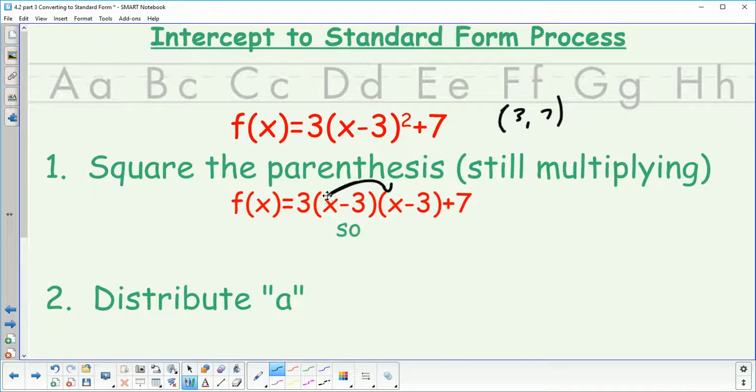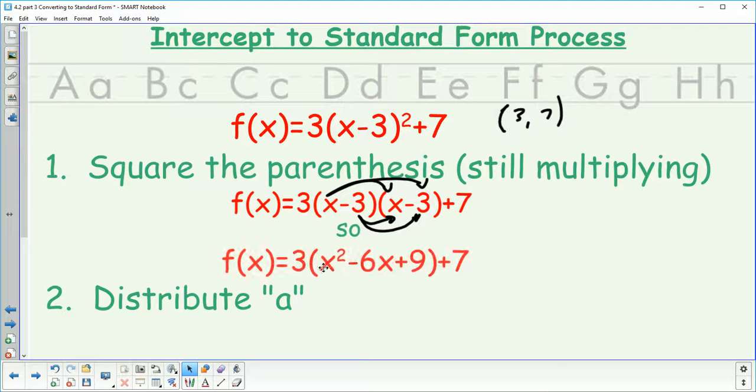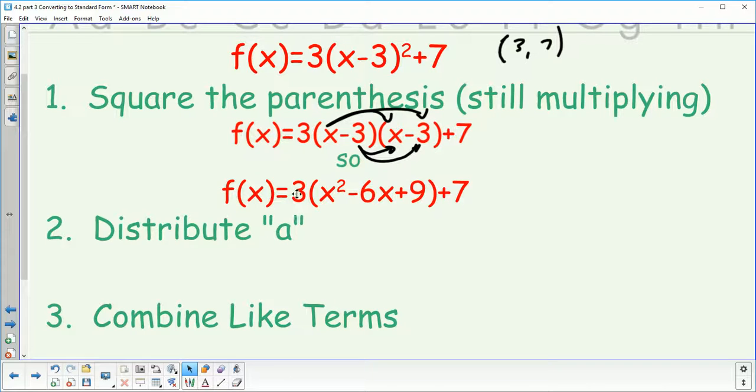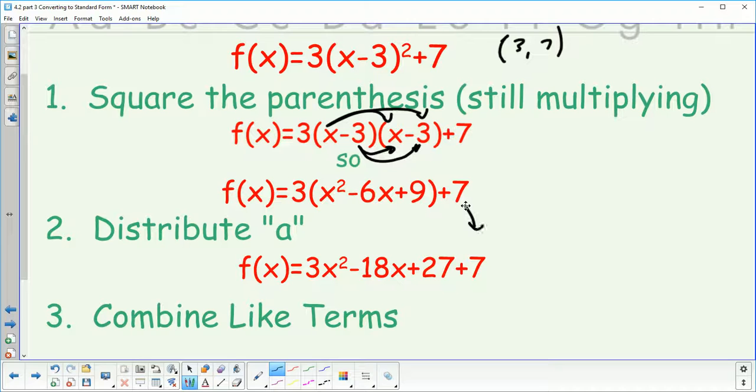And then same as before, I'm going to do x times x and x times negative 3, negative 3 times x and negative 3 times negative 3. Once I distribute those and combine like terms, I end up with f of x equals 3, and that's going to give us x squared minus 6x plus 9, and I have that plus 7, the k value, out on the outside still. I haven't touched that. So then we need to distribute that 3. So 3 doesn't distribute to all four terms. It doesn't go to that plus 7. It just goes to the x squared, the minus 6x, and the plus 9, which is going to give us 3x squared minus 18x plus 27. And then you'll notice I just brought down that plus 7.